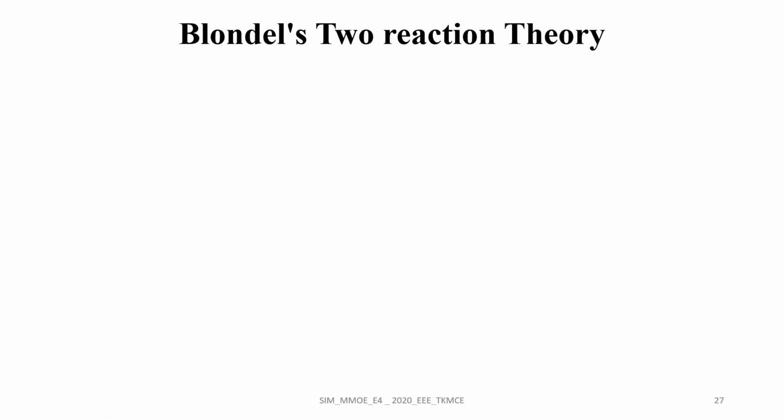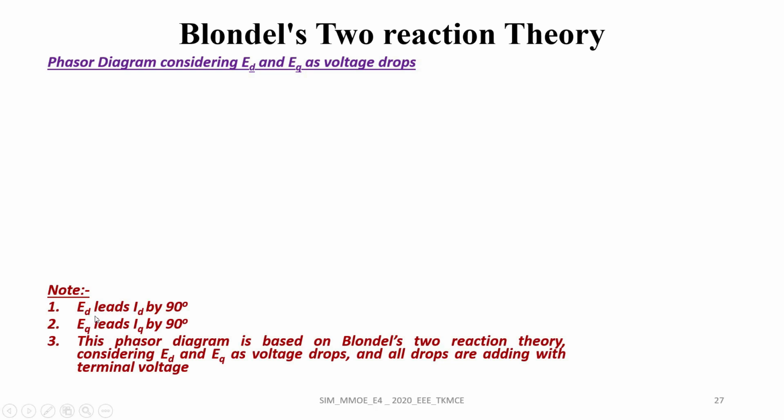Now let's discuss the phasor diagram of salient pole alternator considering EQ and ED as voltage drops. That is, EQ is equal to IQ SQ and ED is equal to ID XD. In order to draw the phasor diagram, it is to be noted that ED leads ID by 90 degree. That is, ED is equal to ID XD leads respective current ID by 90 degree. EQ, which is equal to IQ SQ, leads IQ by 90 degree. And this phasor diagram is based on Blondel's two reaction theory considering ED and EQ as voltage drops, and all drops are adding with terminal voltage.